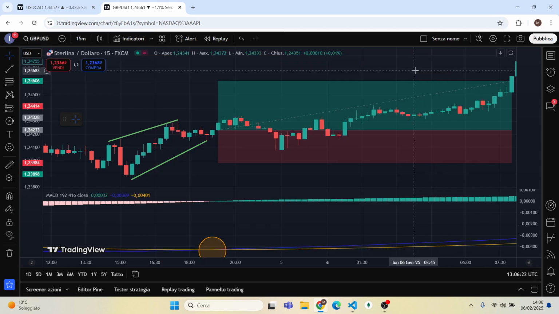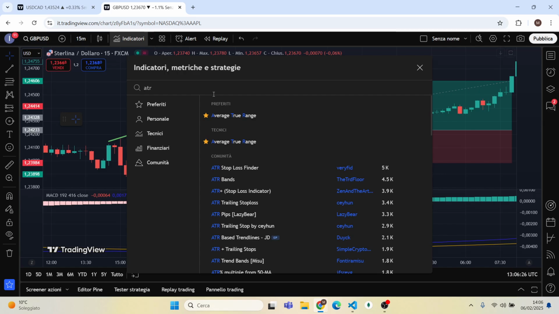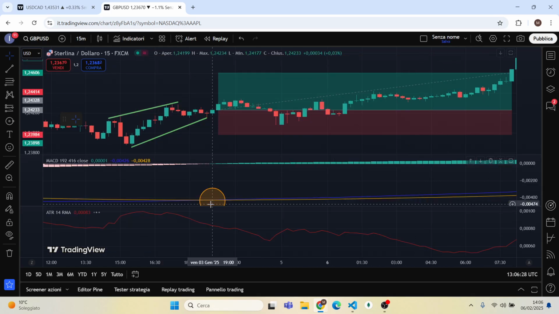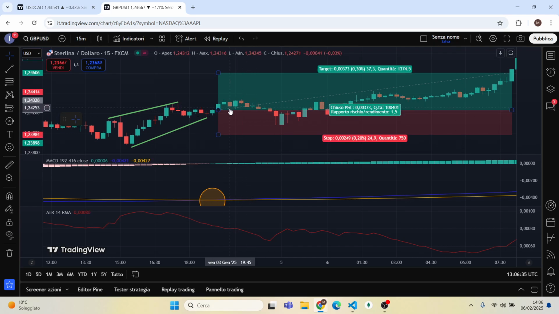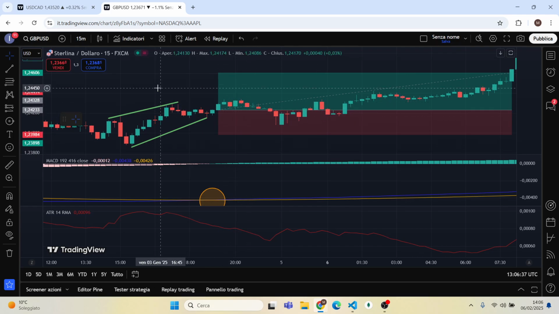It gives you a value. You multiply it by 1.5. So let me put it on the chart. Okay. So in this case it is this value. You multiply it by 1.5 and it will be your stop loss gap. Okay, we have seen this trade and it was a success.